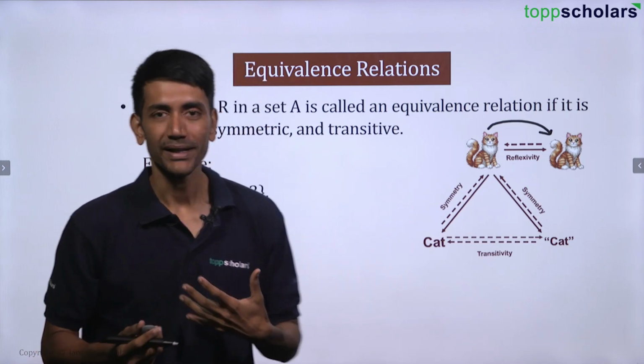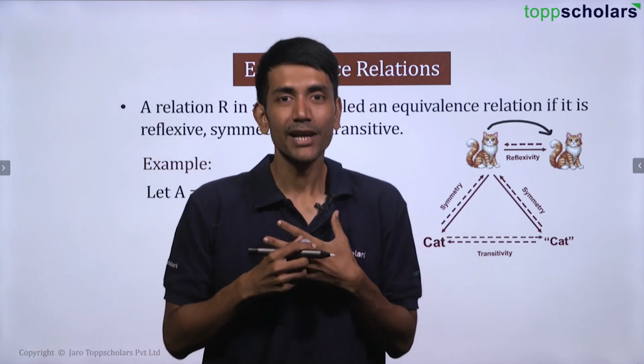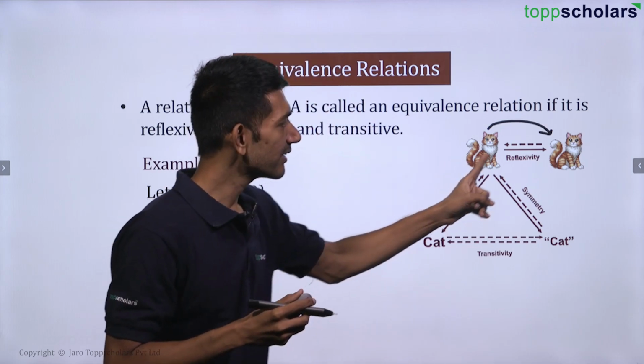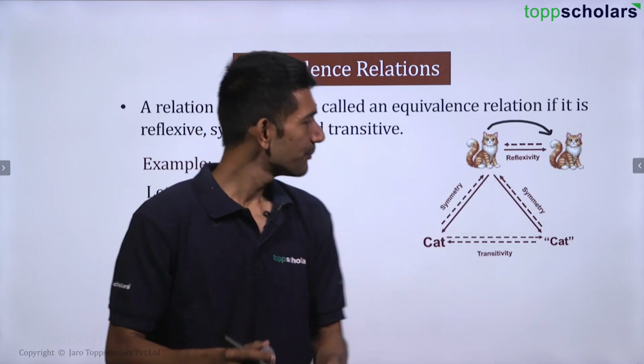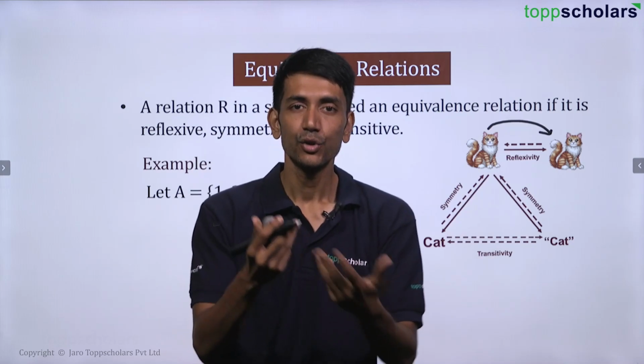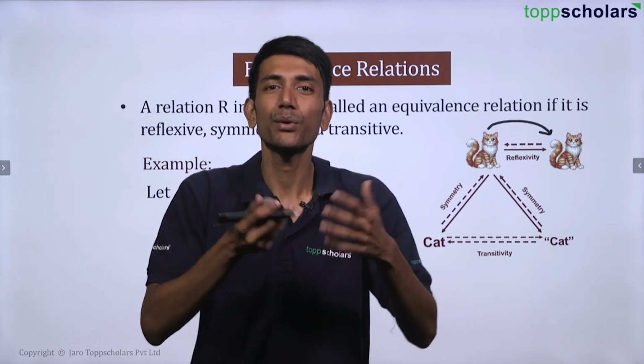Even if I take a human being, like I talked about myself, I am related to myself, right? So this cat is related to the same cat. So that is reflexivity. You are related to yourself. A is related to A.